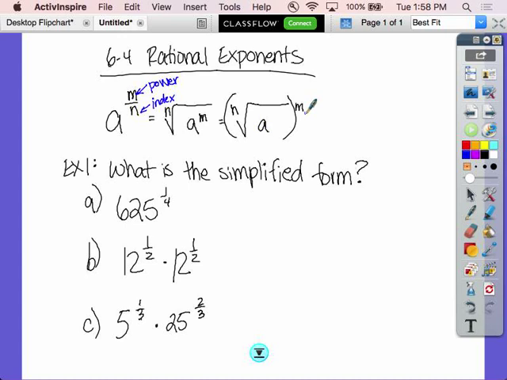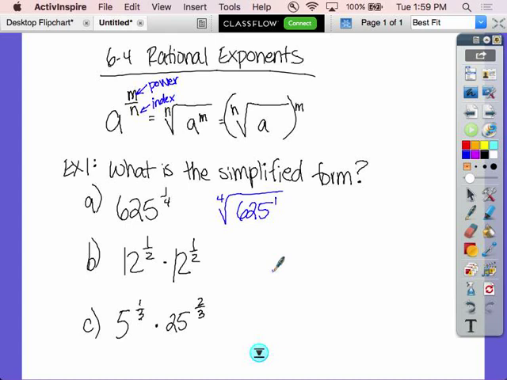So we're looking at example 1. What is the simplified form? 625 to the 1/4. That tells us that 625 goes under the radical. What power are we raising it to? The first power. And what is the root? What is the index? 4. So this is really just the 4th root of 625 because 625 to the first power is 625.